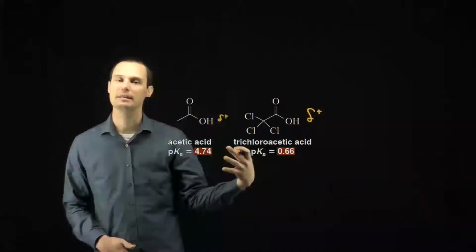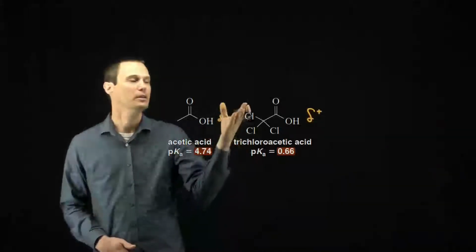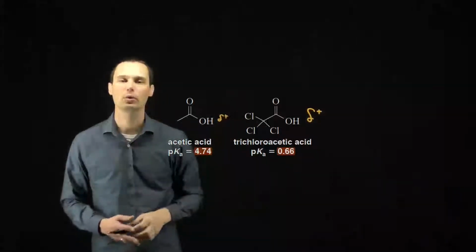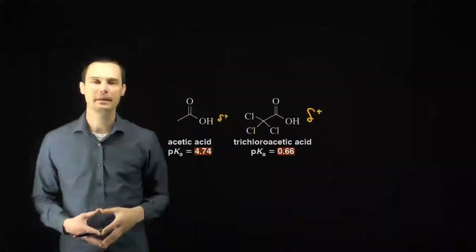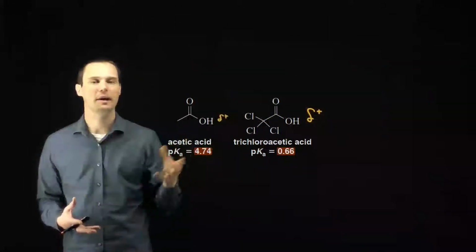Trichloroacetic acid just has less electron density than acetic acid due to the inductive effect of the 3 chlorine atoms in trichloroacetic acid. For this reason, the proton is more acidic, and trichloroacetic acid is a much stronger acid than acetic acid.